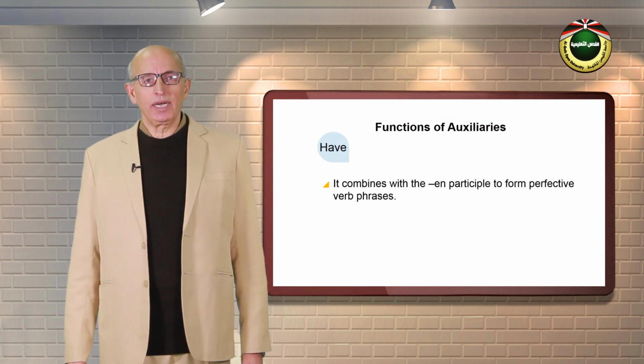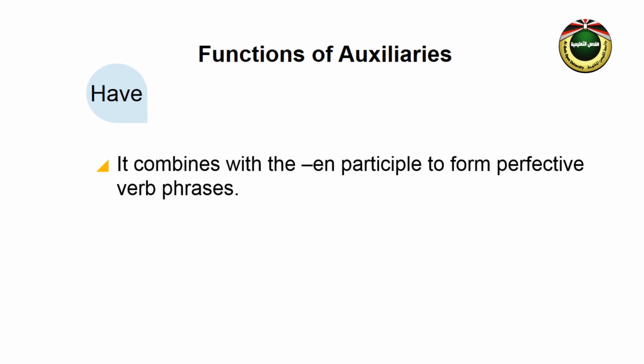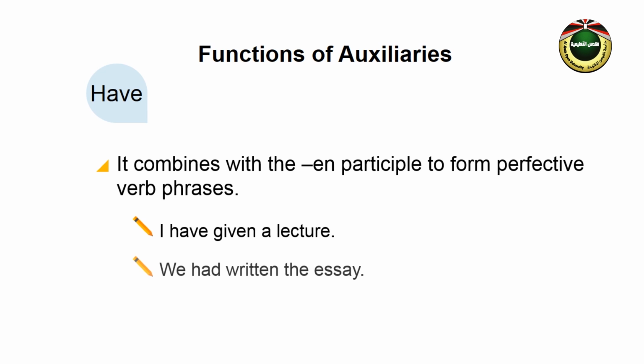Have. It combines with the en participle to form perfective verb phrases. Examples. Number one, I have given a lecture. Number two, we had written the essay.